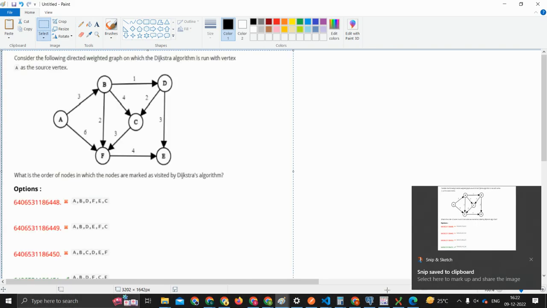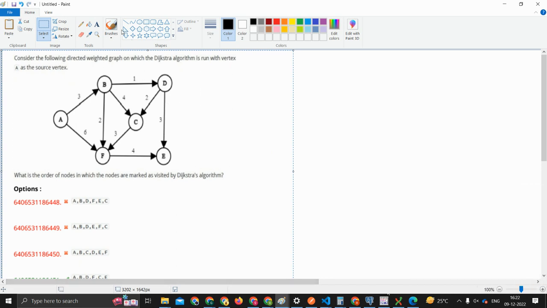So we'll have to run the algorithm on this one and find out which nodes are visited in the correct order, right? I believe we are starting from A, no? Yeah, seems like every option has A at the start, which means it's A. It is also written: run with vertex A as the source node. Okay, sure.